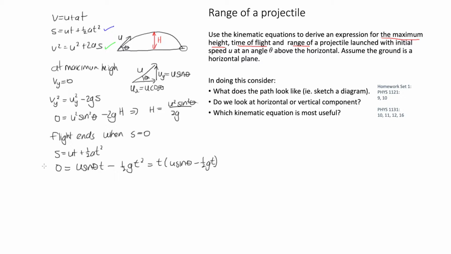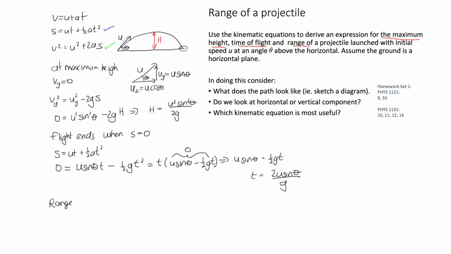Okay, so this tells us that t equals 0 is one solution, which is good because that's when it left the ground. It left the ground at t equals 0. So we'd want that to be one solution. But it's not the solution we're looking for. We're looking for the other solution, which occurs when this part of the expression is 0. So this will be 0 when we've got u sine theta is equal to a half g t. So that will tell us t is equal to 2u sine theta over g. So this here tells us the time of flight. So this is of course assuming that this is a horizontal plane, so it's landing at the same height it left from. Okay, so finally it asks us to calculate the range.